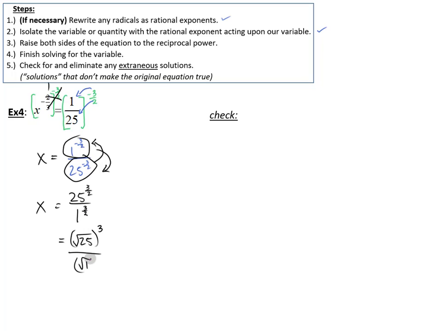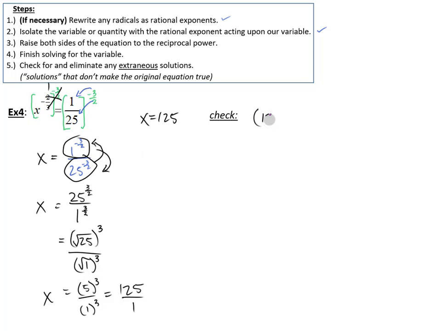Okay, same thing in the bottom. Really, the square root of 1, and you probably won't need to repeat this after I do it, cubed. Well, the square root of 25 is 5. And 5 cubed ends up being 125 up top. Down below, the square root of 1 is 1. And 1 cubed, 1 times 1 times 1 is 1. So we end up with, essentially, x equals 125. Okay, now we just need to check it, of course.